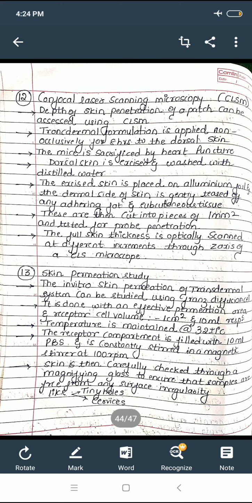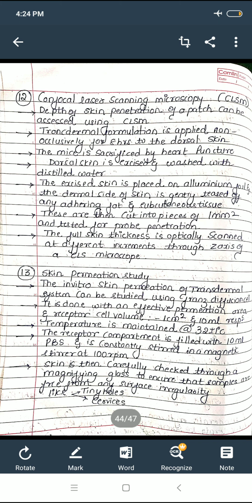Then the excised skin is placed on aluminum foil and the dermal side of the skin is gently teased off any adhering fat and subcutaneous tissue. Then these are cut into pieces of 1 mm square and tested for probe penetration. The full skin thickness is optically scanned at different increments through the z-axis of a microscope. This was about confocal laser scanning microscopy.